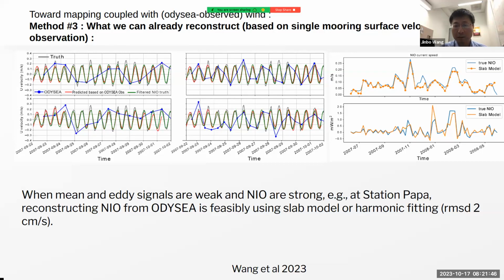Based on the reconstruction, we can also calculate the wind input, which is on the bottom panel on the right-hand side. The SLAT model is orange. True NIO wind power, wind energy is the blue over 1 year period. So the next one.